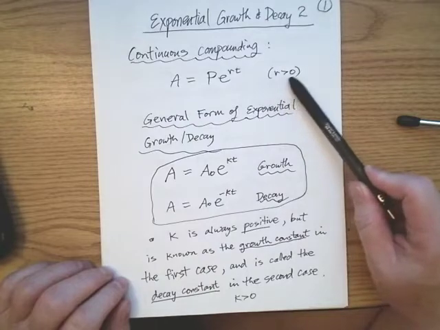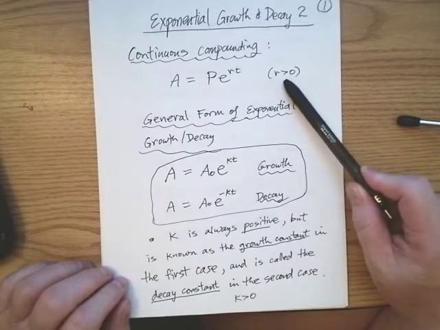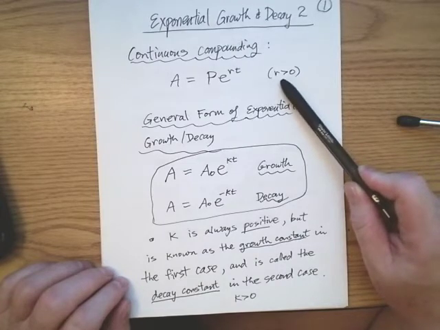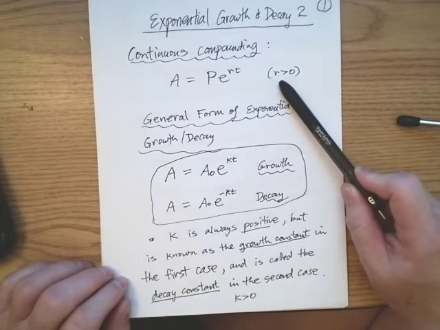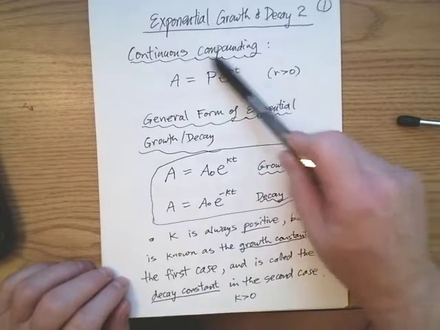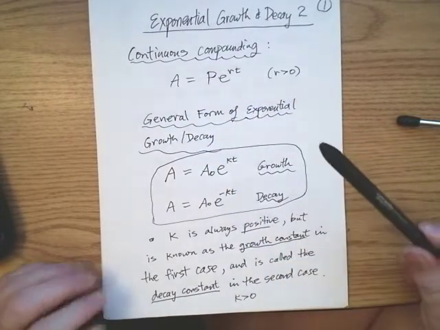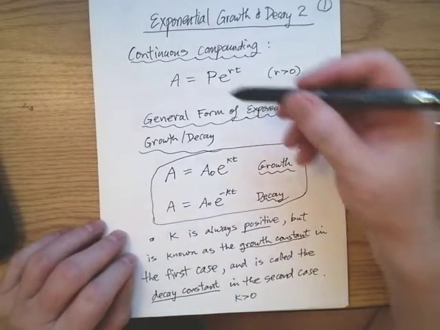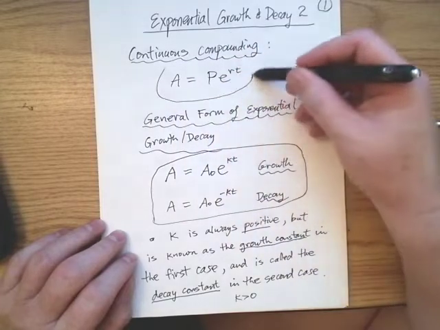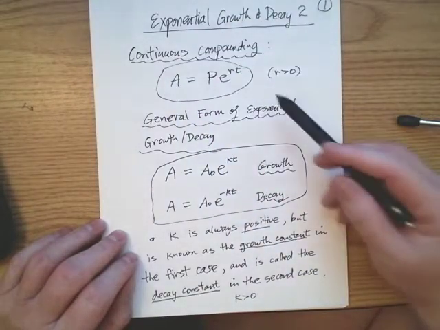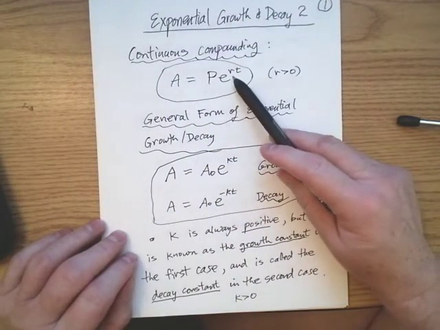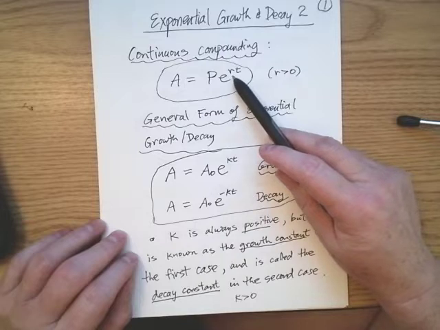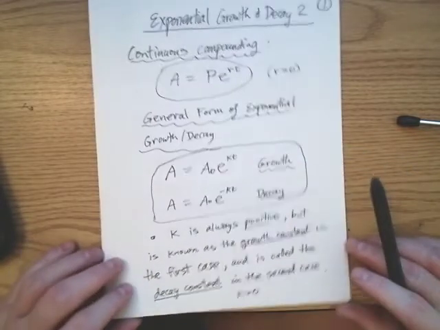We always had R being greater than 0. This was the compounding rate, right? Remember, R we usually express as a percentage. But remember this form? A equals Pe^(rt), P times e to the rt. Now, I claim that any exponential growth, or decay for that matter, can be written this way. Only in the case of decay, you're actually going to have a negative value for your r.